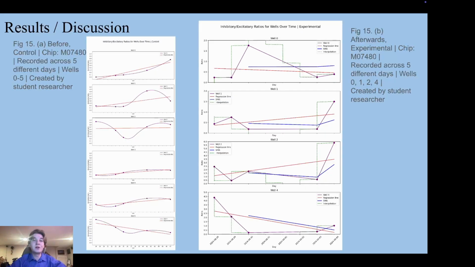Using the excitatory and inhibitory classification algorithms, it was observed that the control group, cultures that received no stimulation, followed a very natural fluctuation between excitatory and inhibitory counts. The experimental cultures experienced irregular behavior.